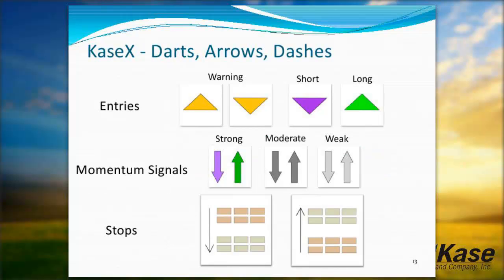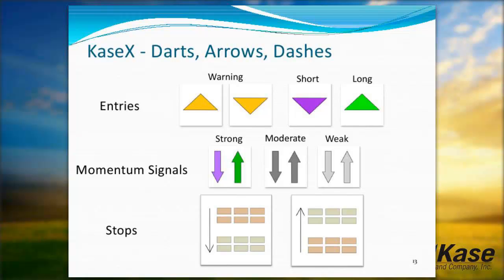Now with KaseX, we have our entry warning signals, the yellow diamonds, or darts, and then we have our long and short darts. We have our momentum signals, and we break these down based upon whether or not they're divergences or the KCD peaks and peak outs, into three different classes. We have strong, moderate, and weak signals. These are the arrows that will point up or down. Anything pointing down is a bearish signal. Anything pointing up is a bullish signal.